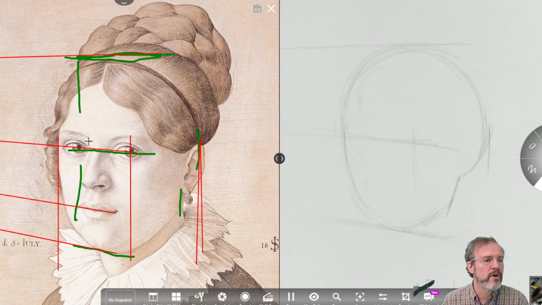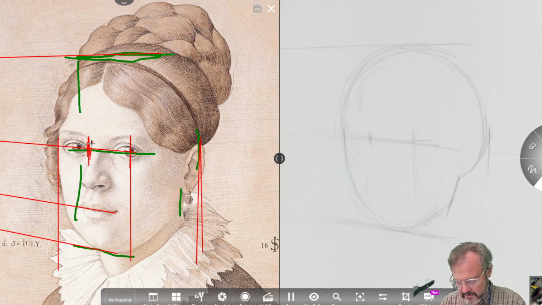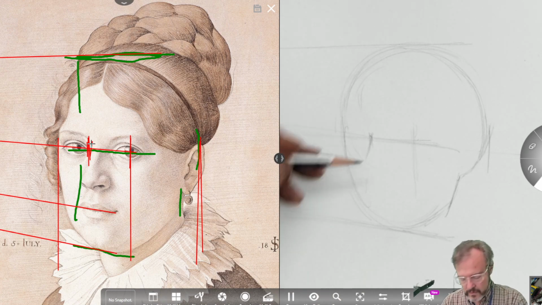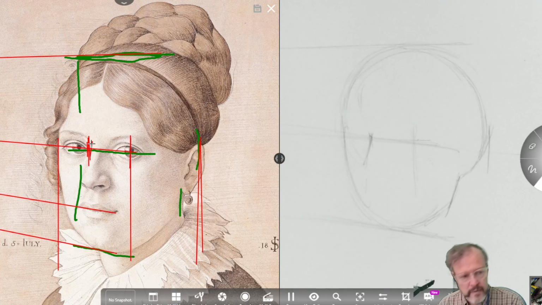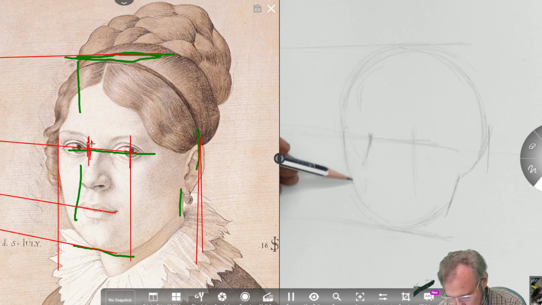And we can mark where the bridge of the nose is, and rather than understanding this in terms of the overall width of the head, we can understand it in terms of the width from the middle to here, and you can see that it's less than halfway across, maybe a little more than a third of the way, so maybe 2/5 of the way from here to here is where the bridge of the nose is going to be. And the angle of the bridge of the nose is relatively steep. It's maybe 20 degrees from vertical.